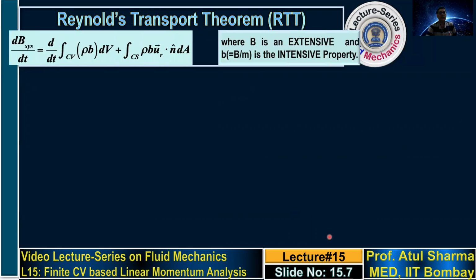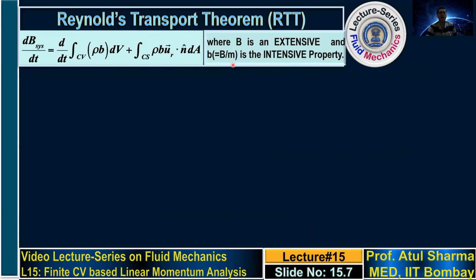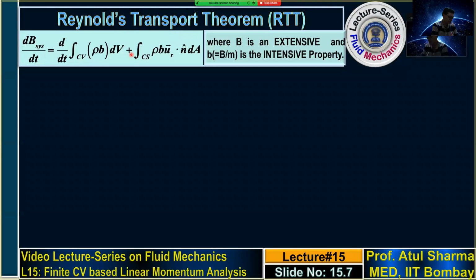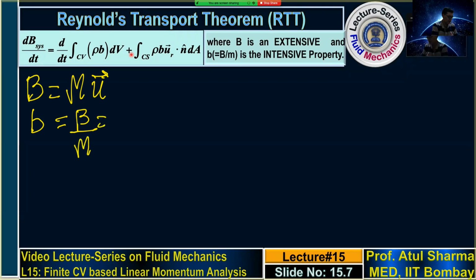In the previous lecture, I had presented the Reynolds transport theorem, where capital B is any extensive property, and we have defined an intensive property by dividing this B by the mass. This is the mass, so this is small b. If you apply momentum conservation, then this capital B is equal to mass into velocity, which is a vector quantity, and the small b is equal to capital B divided by mass. So this becomes the velocity vector.